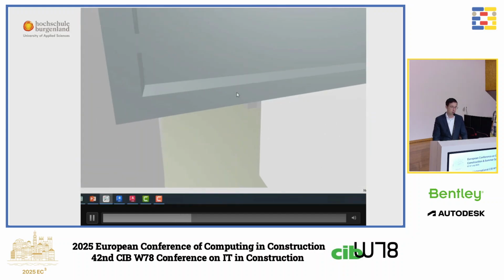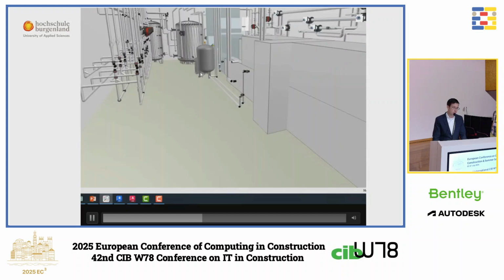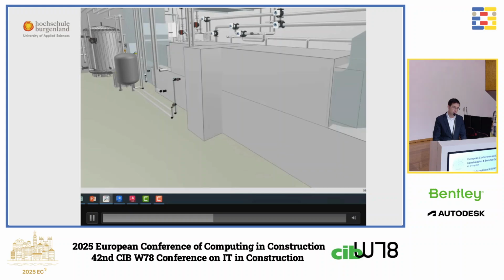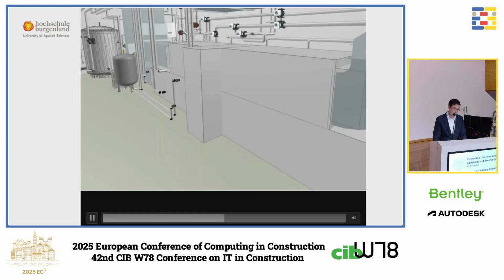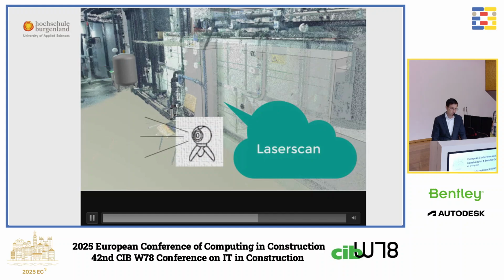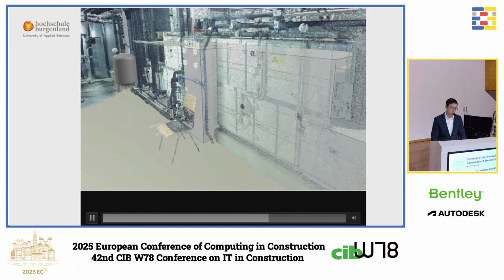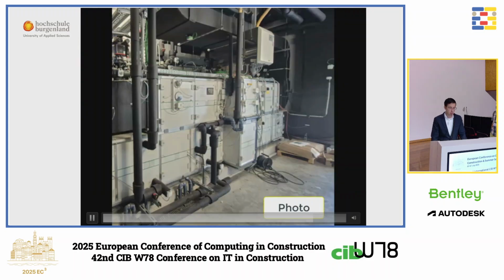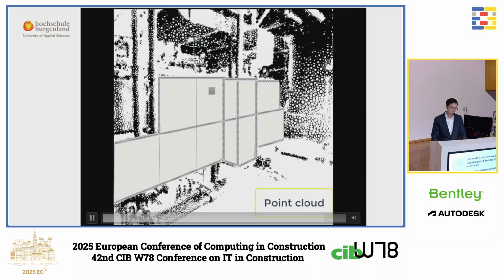Now let's have a look into the technical equipment room. You see all the different components like valves, pumps, pipes, tanks, and also an air handling unit here in the front. What we also have is information from a laser scanner based on point cloud information from this air handling unit, and this laser scan information is based on photo information like images and also free geometric information from the point cloud.